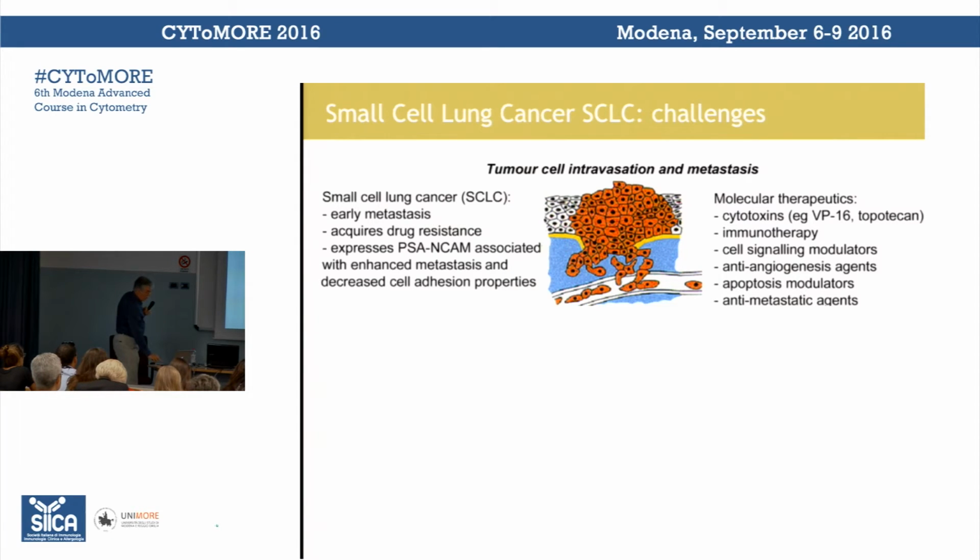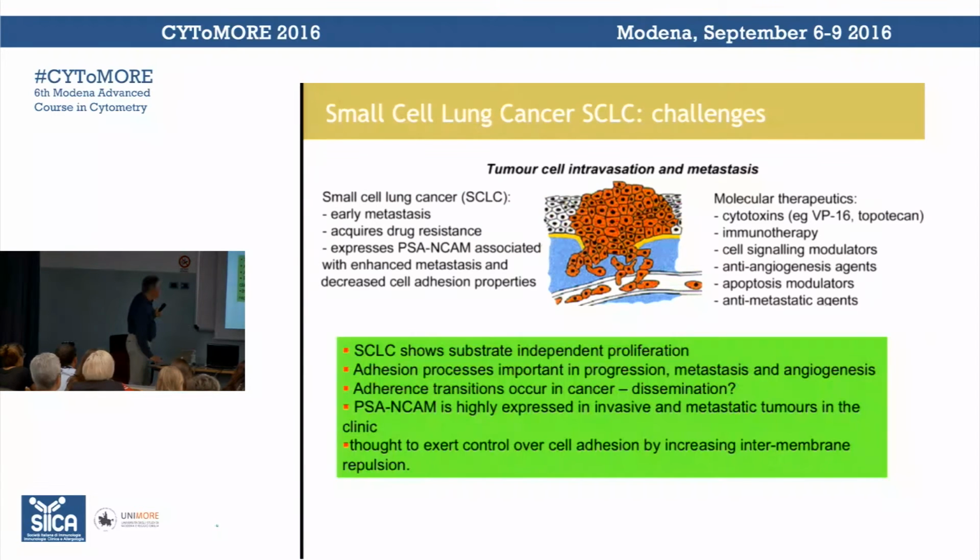A whole series of therapeutic approaches are taken at the moment, but none of them, shall we say, target one of the main principles by which these cells can invade and migrate. So small cells are really difficult to work with. Has anybody grown small cell lung cancer here? Don't do it. You'll waste your life. They show substrate independent proliferation, and the adhesion process is thought to be controlled by PSA-NCAM, but we can show it's not, right? But migration is very important.